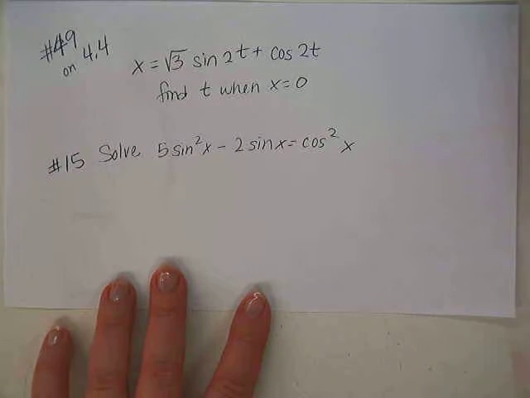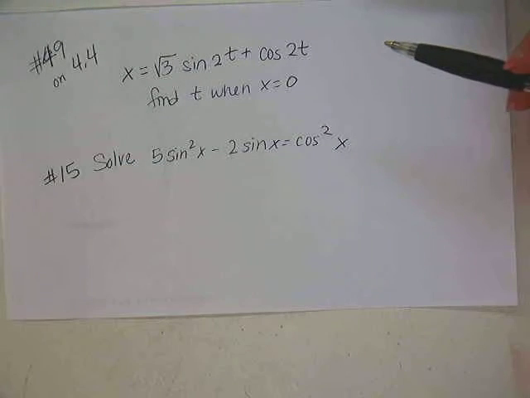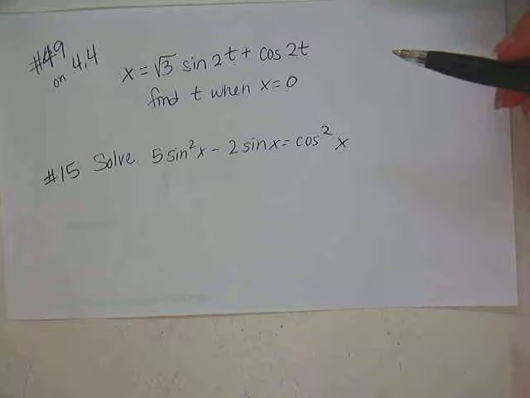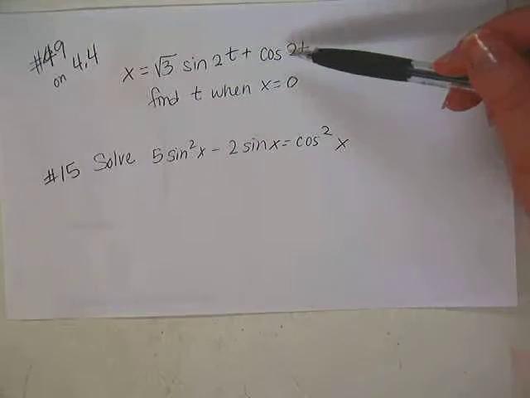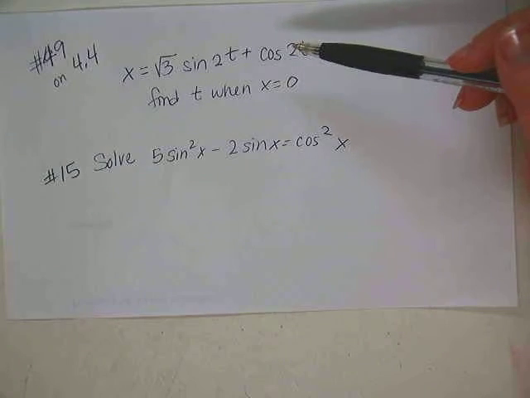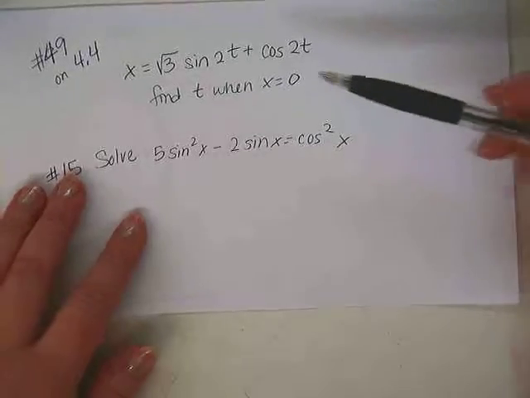Here are some questions then on section 4.4. Problem number 49 says a block is attached to a spring and set in motion on a frictionless plane. Its location on the surface at any time t seconds is given in meters by x equals square root of 3 sine 2t plus cosine 2t. For what values of t is the block at its resting position x equals 0?